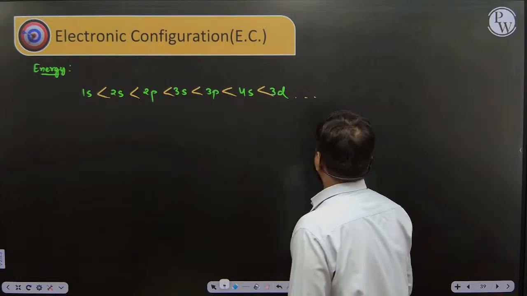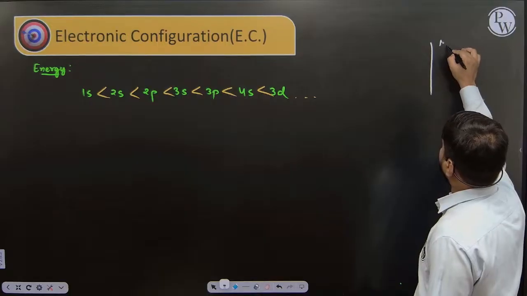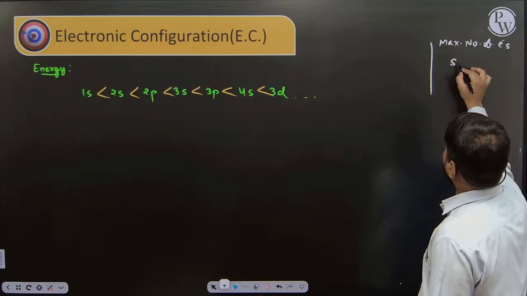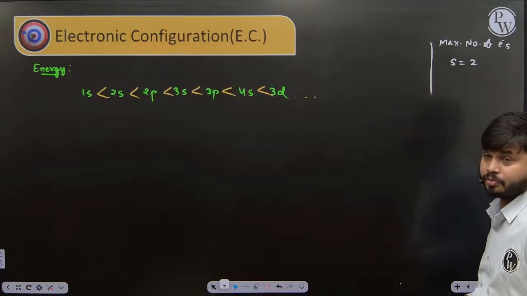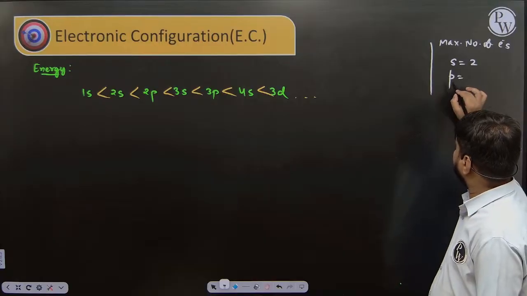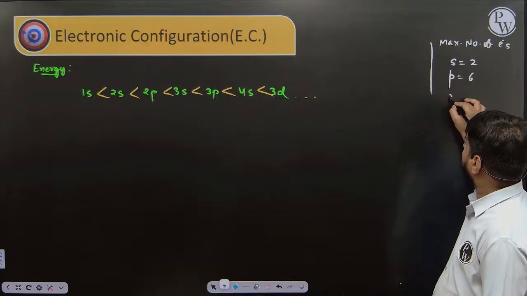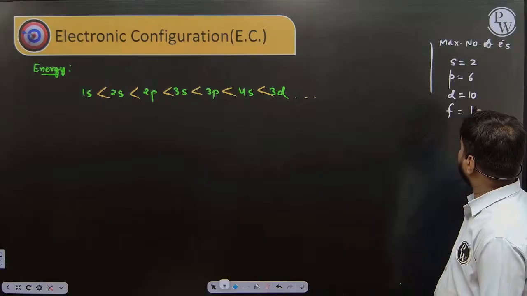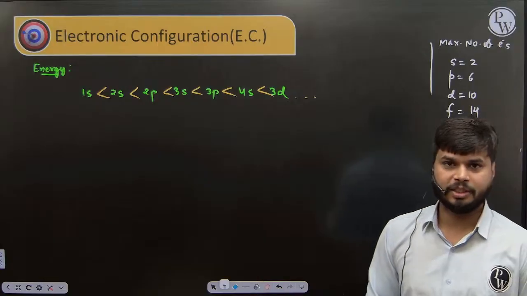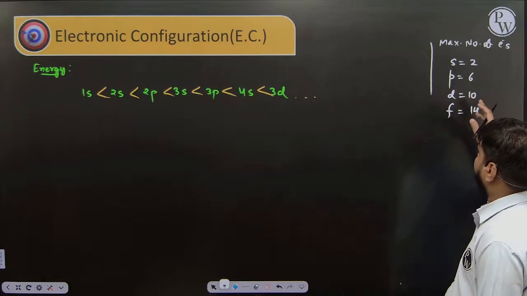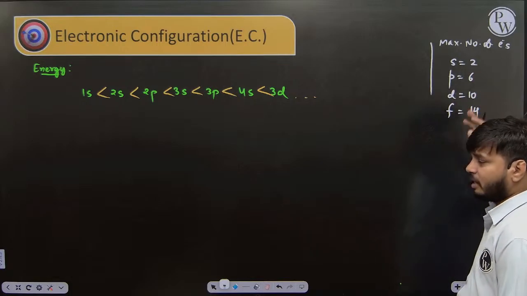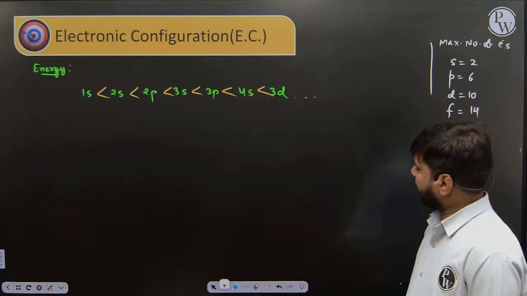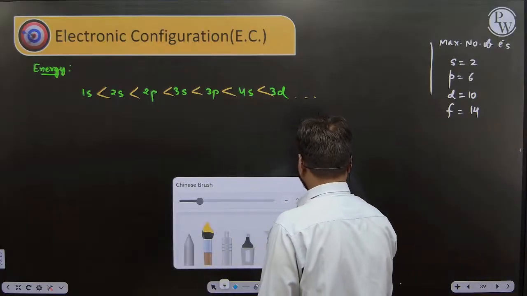Now, let's also talk about the maximum number of electrons. The maximum number of electrons in the s can be 2. In the p can be 6. In the d can be 10. In the f can be 14. These are representing the maximum number of electrons in a particular subshell. Okay, so now we can easily write the electronic configuration based upon that.